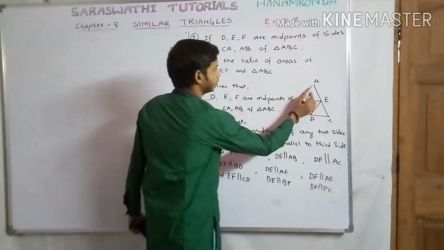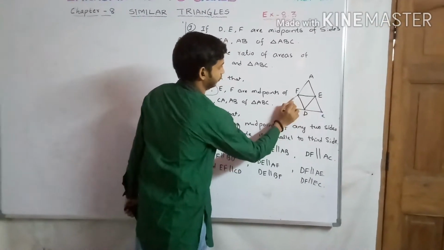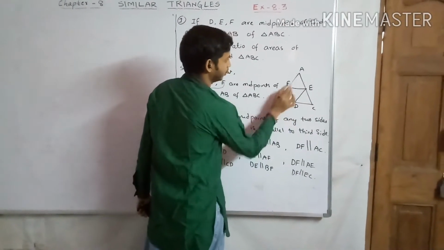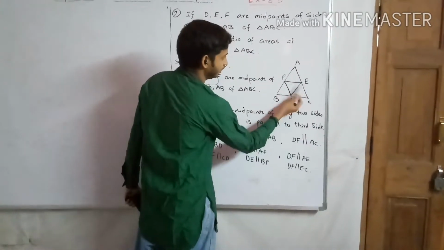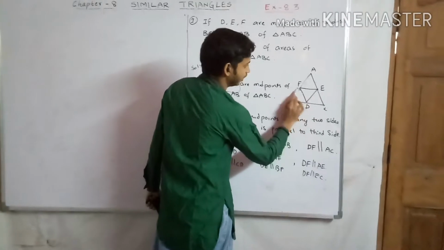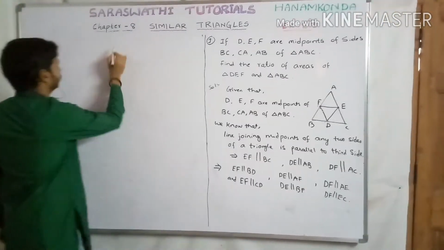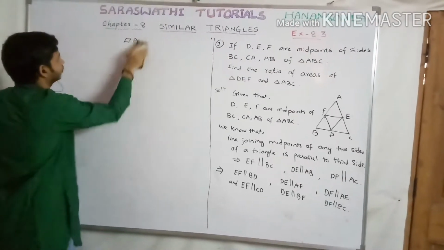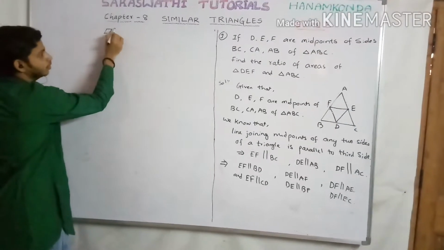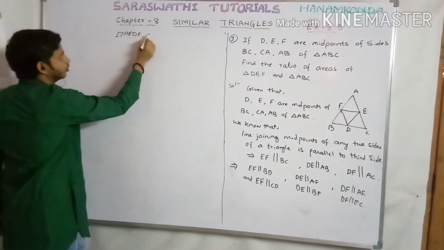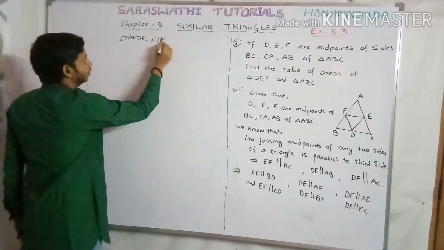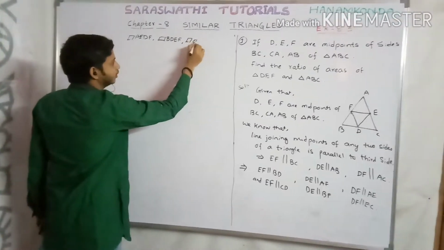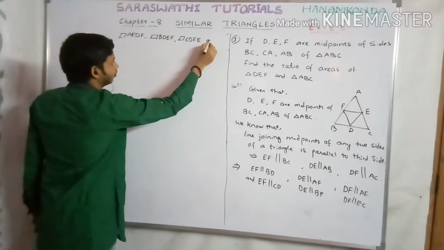So now AEDF is a parallelogram. Why? Because DF is parallel to EC and similarly DE is parallel to AF, that means AEDF is a parallelogram. Similarly BDEF is also a parallelogram and CDFE is also a parallelogram. So AEDF, BDEF, and CDFE are parallelograms.